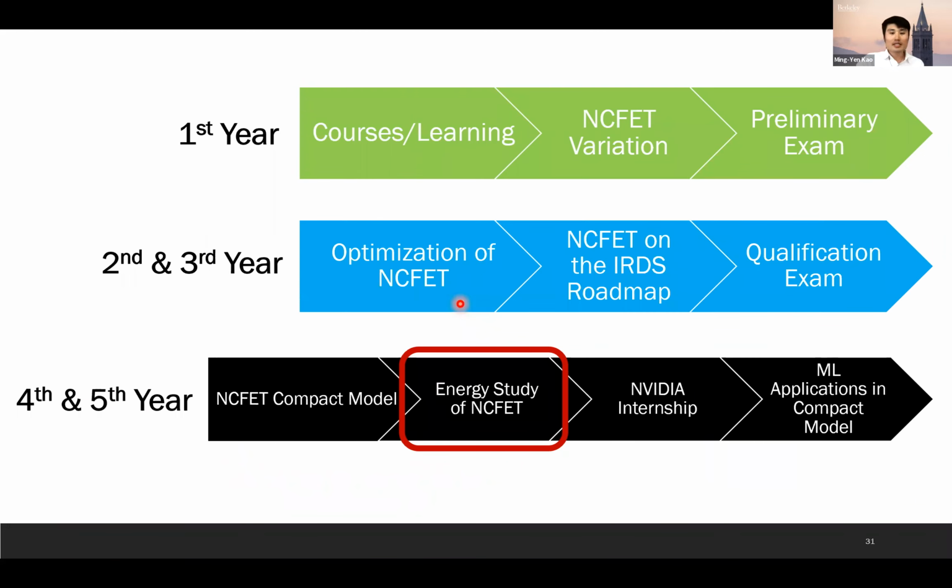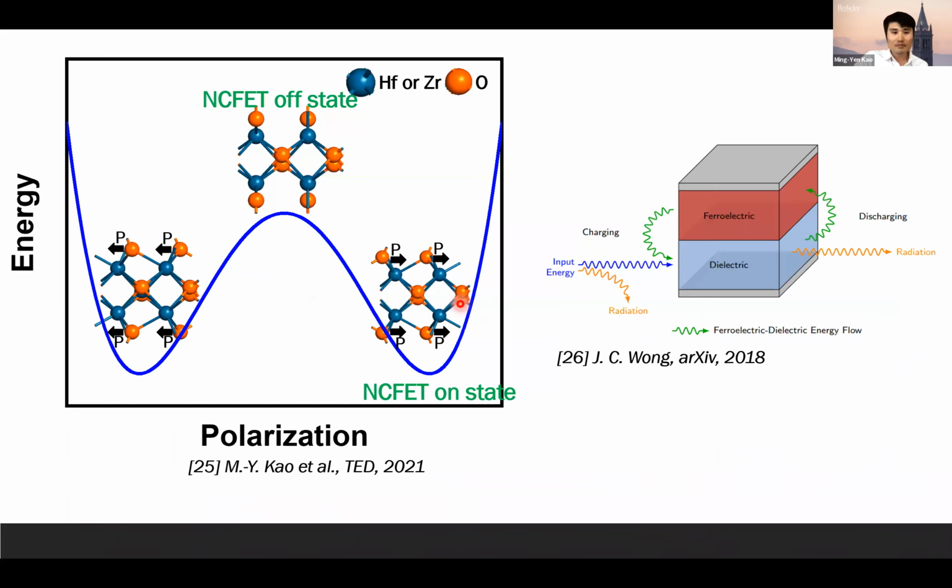And the next topic is about the energy study of the NCFET. We saw this plot before, of energy versus polarization of the ferroelectric, this double valley shape profile. We know that with a good capacitor matching condition, we will stabilize our offset state here at zero charge, zero polarization. And for the onset, it can go down to here.